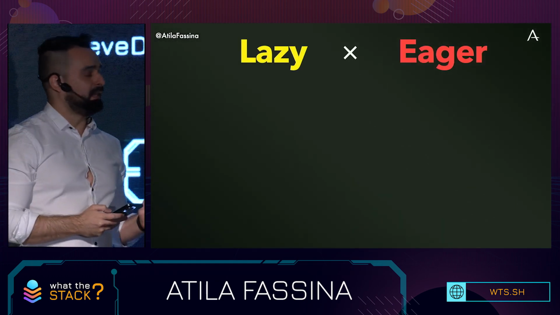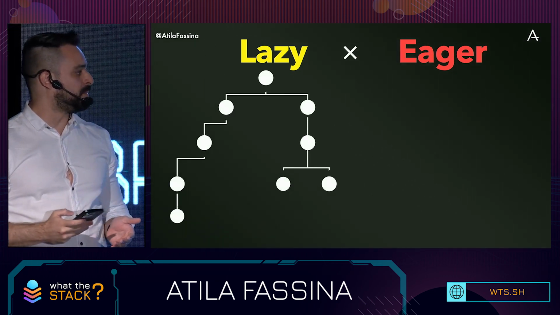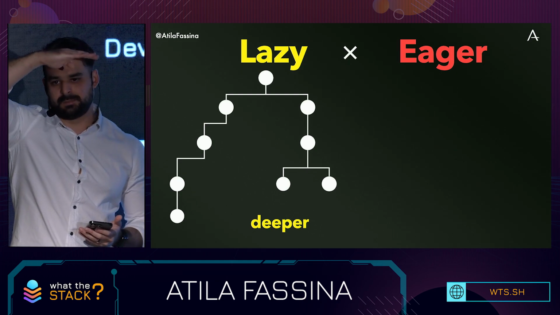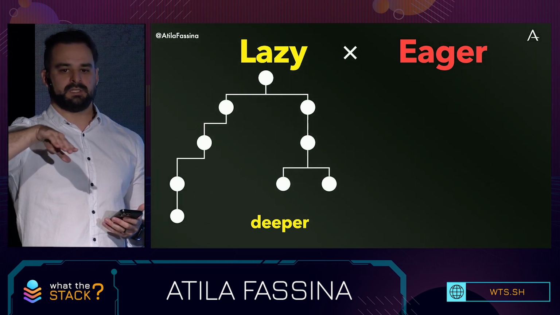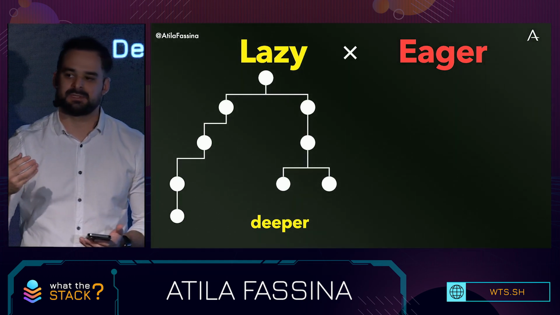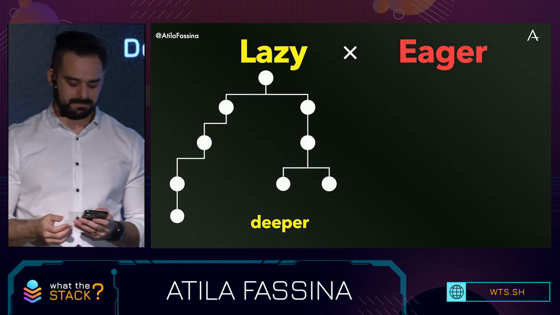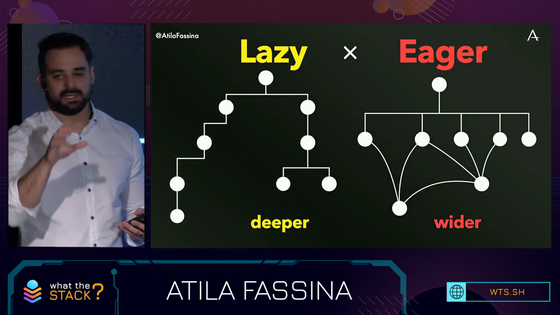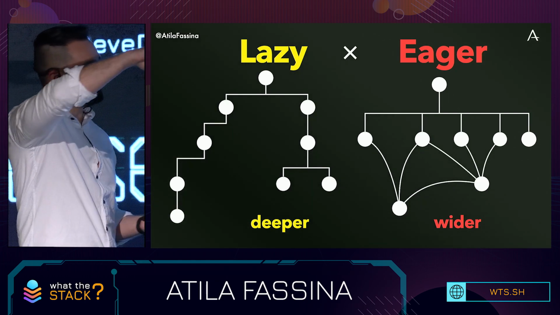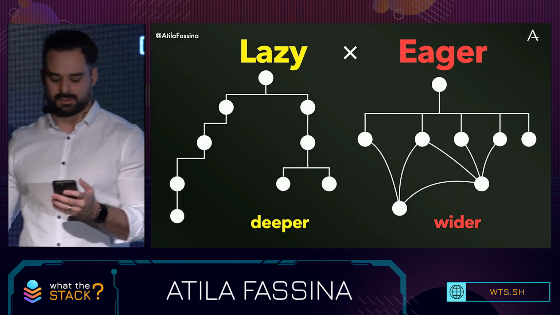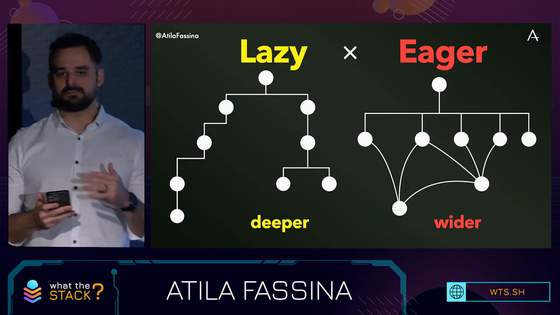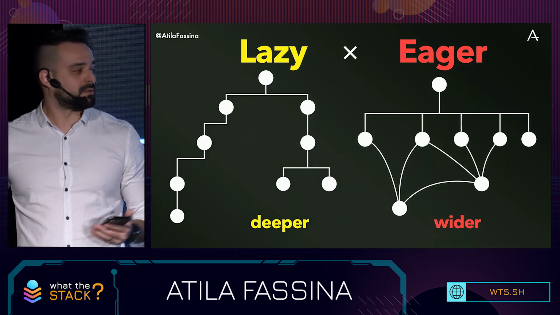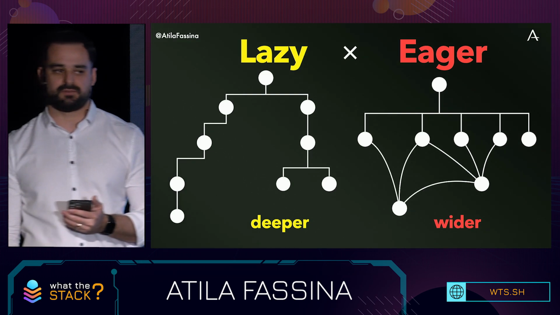So lazy tends to be more performant on deeper trees because of the way that they update in layers. That means their memory consumption footprint tends to be smaller in this case. And eager is better when you have a bunch of interdependencies, or a wider component tree, so then eager takes a little bit of advantage.